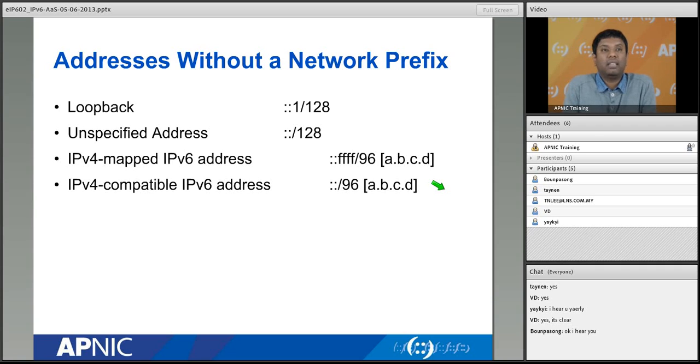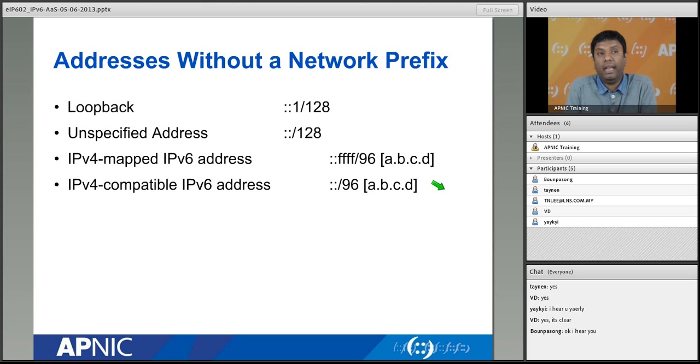We'll see some special addresses in IPv6. The loopback address, which is ::1/128. In IPv4, the loopback address is 127.0.0.1. The unspecified address in IPv6 is ::/128.